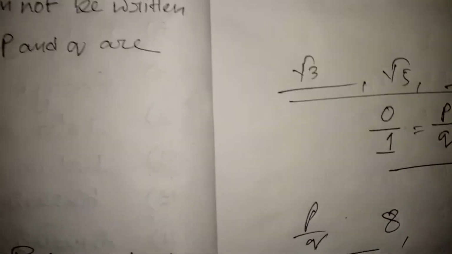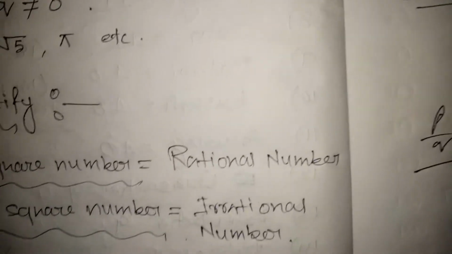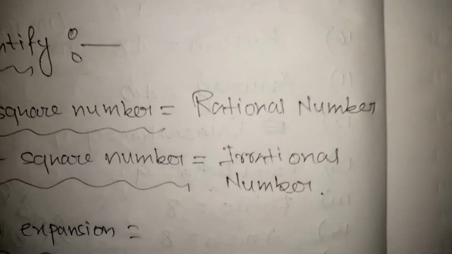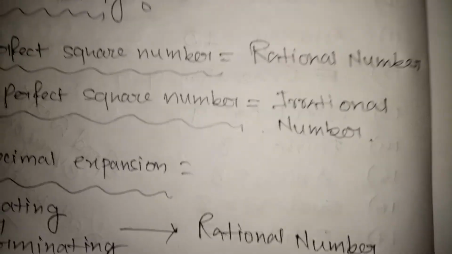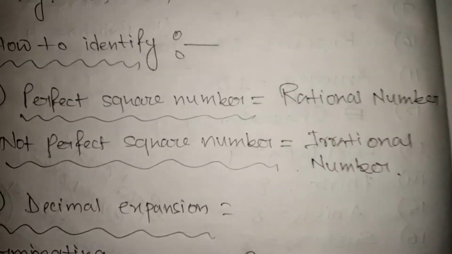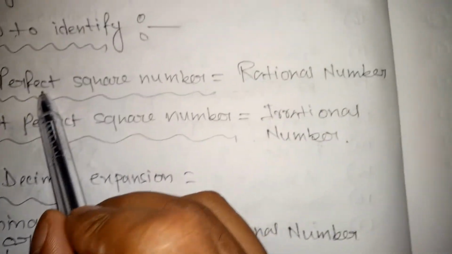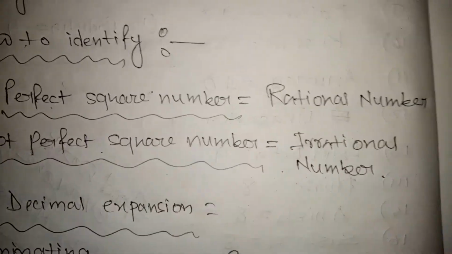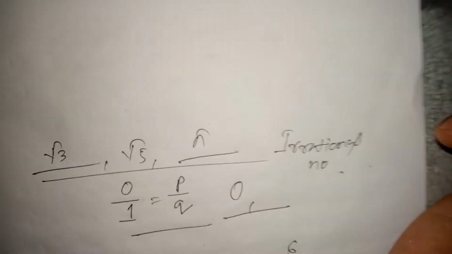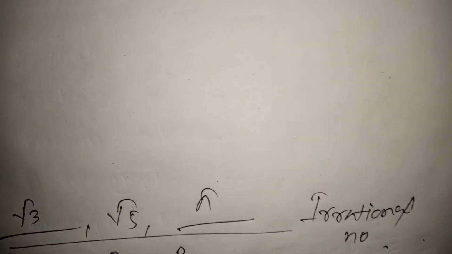So now we will be discussing the main topic of today's class. It is how to identify the numbers as rational and irrational numbers. So the first type is perfect square number or not perfect square number. We have to say this one only. If the number is a perfect square number, then it will be called a rational number, and if it is not a perfect square number, then it will be called an irrational number.